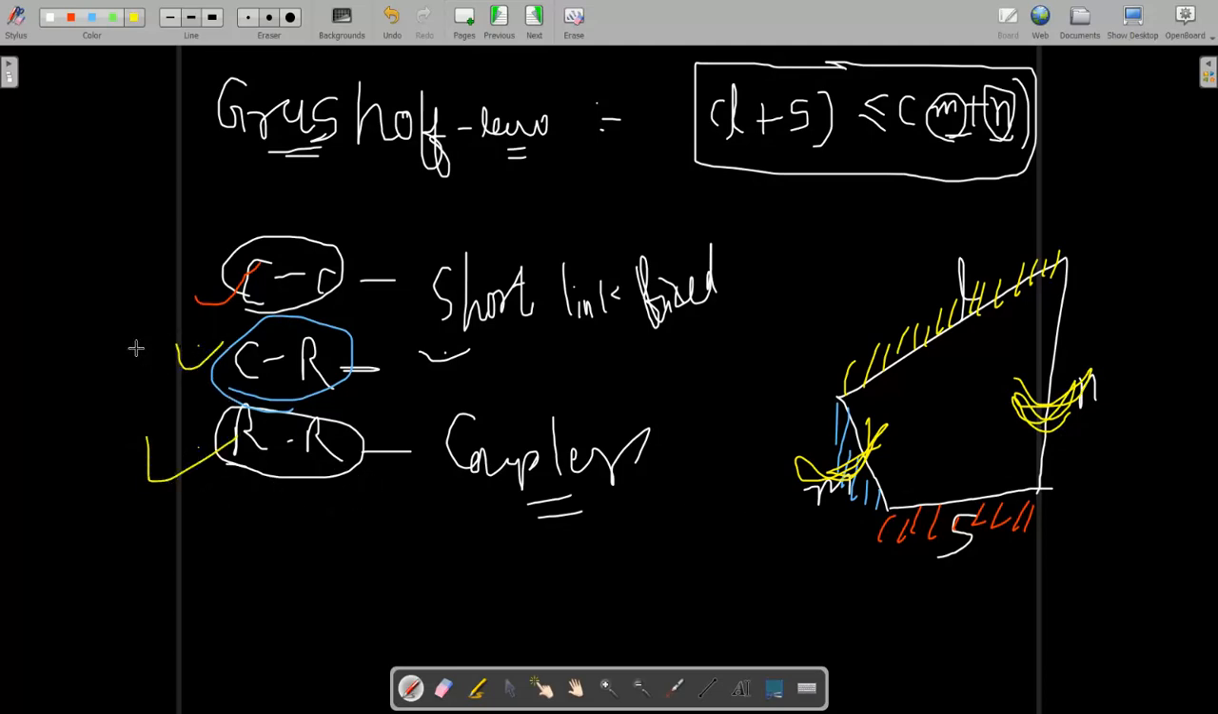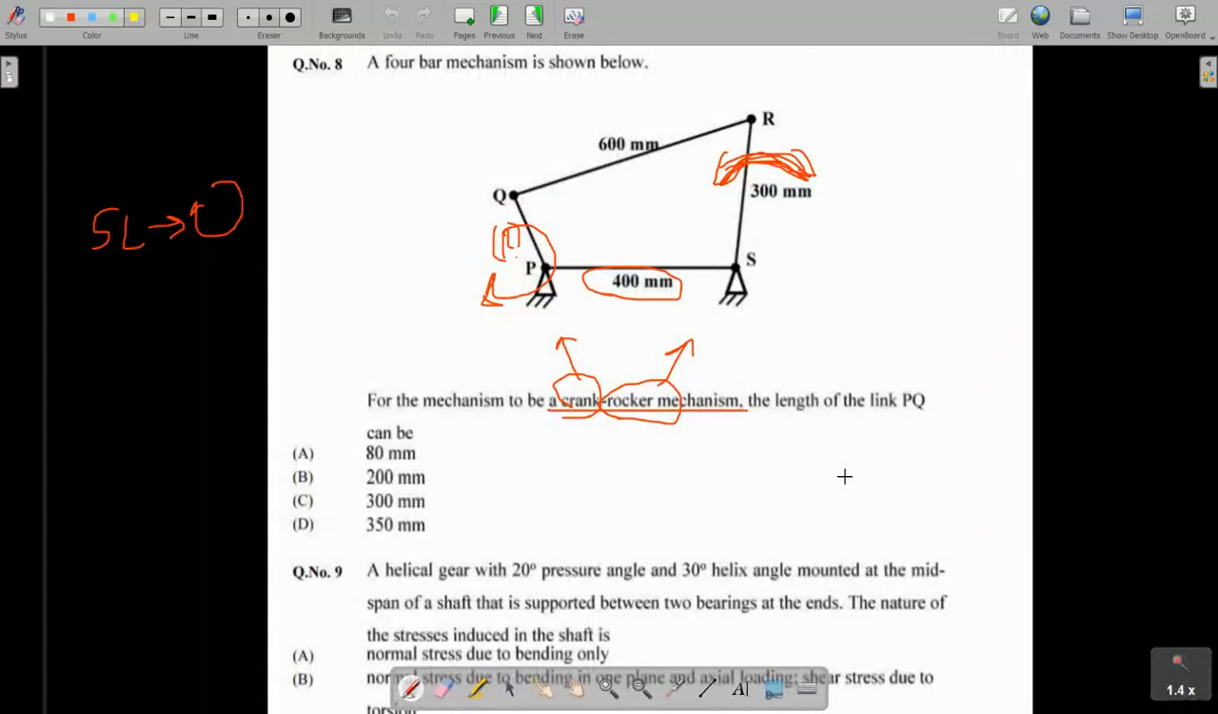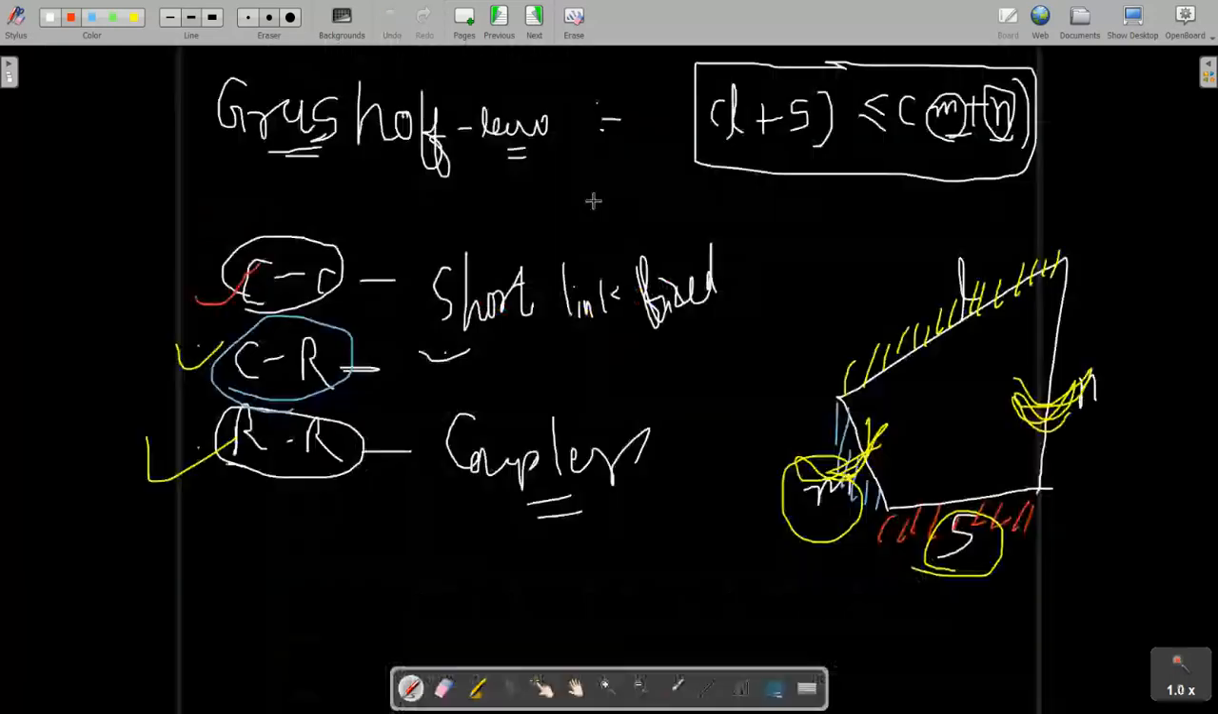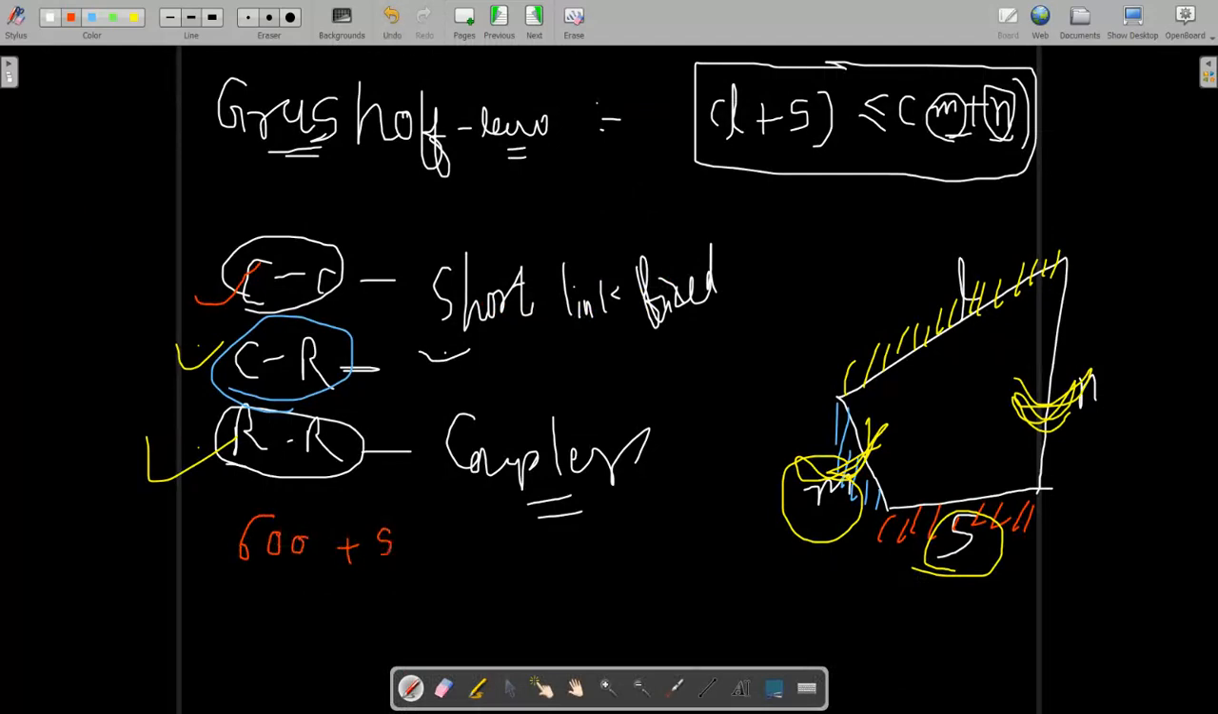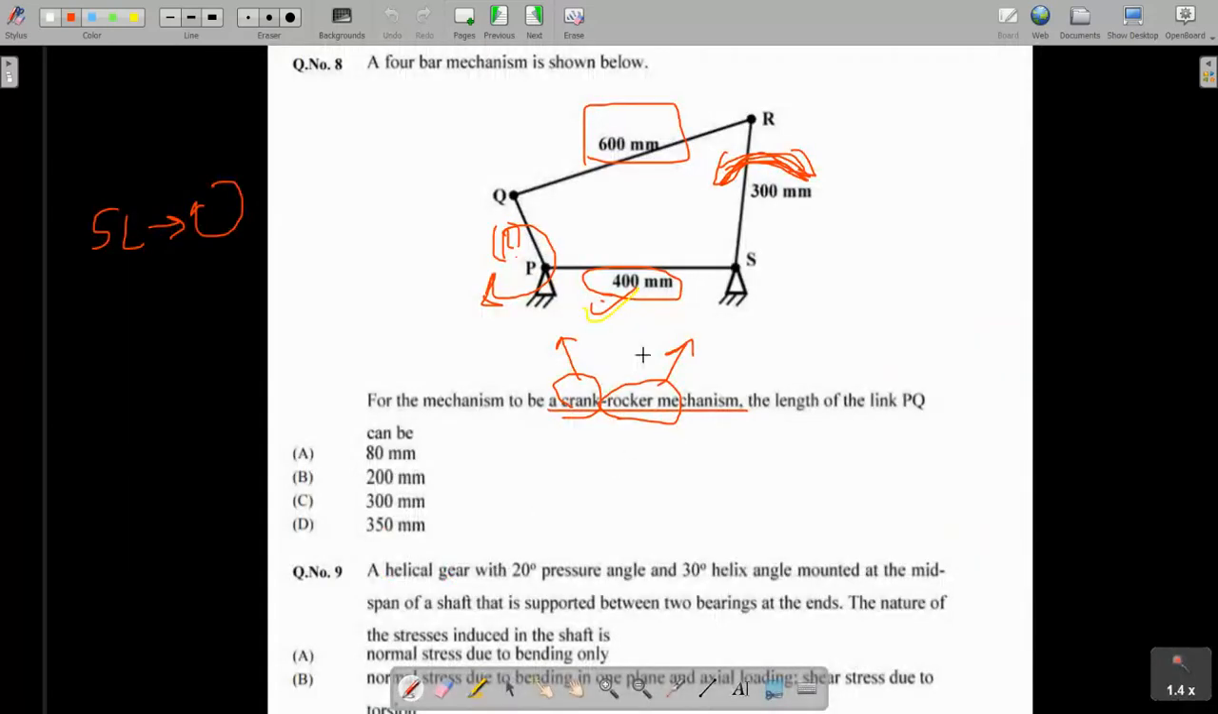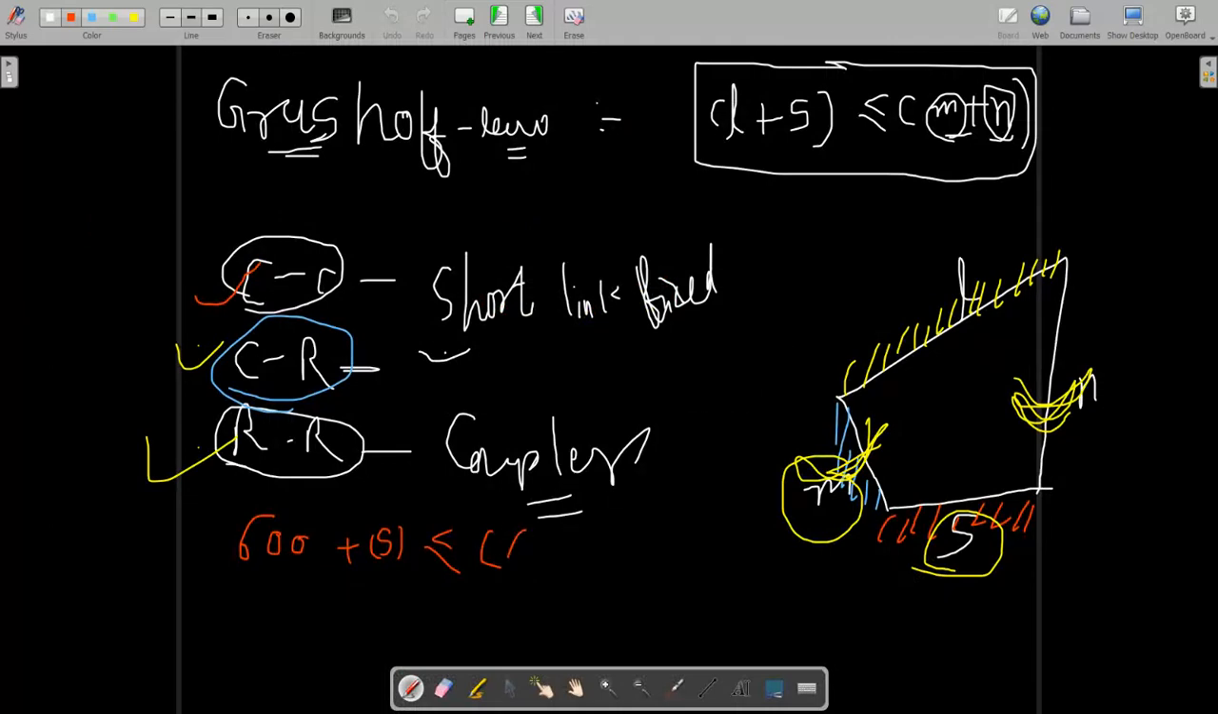So here in our question, a crank rocker mechanism is asked, that means the link adjacent to the shortest link, that is M, should be fixed. In the question, yes, one of the links is fixed, and to satisfy Grashof's law, the longest link is 600 mm, as given. So the longest plus the shortest link should not be greater than the sum of the remaining two, whose dimensions are 400 mm and 300 mm. That means 700 mm.